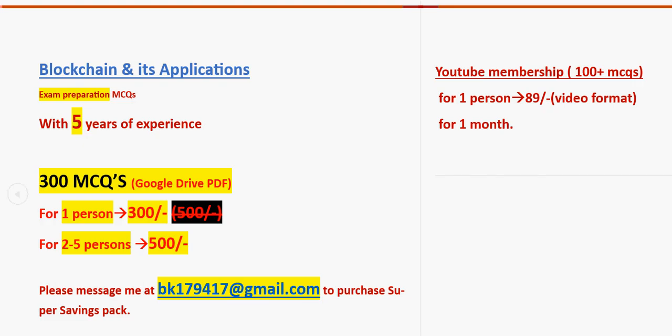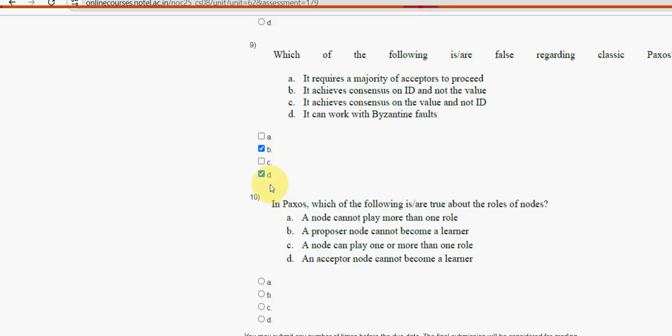So that's it, guys. Now let's see the last solution for 10th and final question. Option C is the probable solution. So friends, these are the probable solutions for week 6 assignment of the course blockchain and its application.